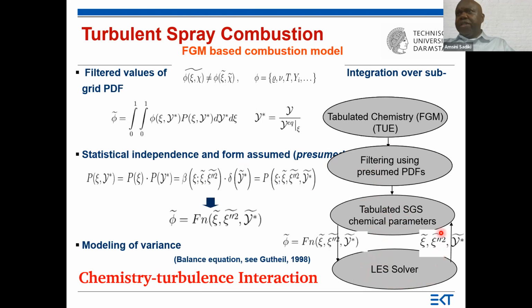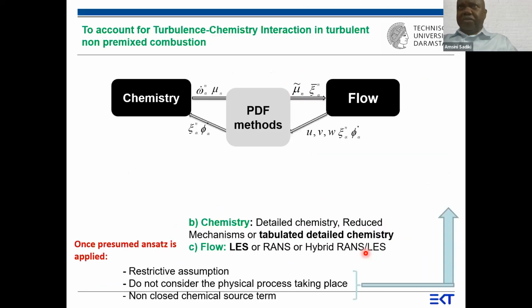The LES will provide a set of quantities: the mixture fraction, the variance, and the progress variable. Here we get everything tabulated, and we get the new values of these different parameters. It should be the density, the viscosity, temperature, and so on. And we have this loop to account for the chemistry turbulence interaction.